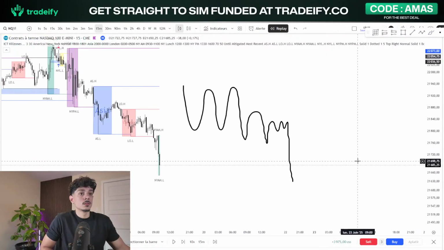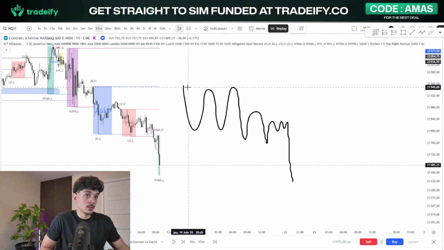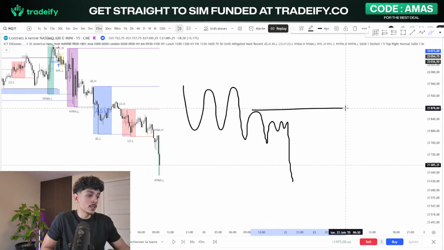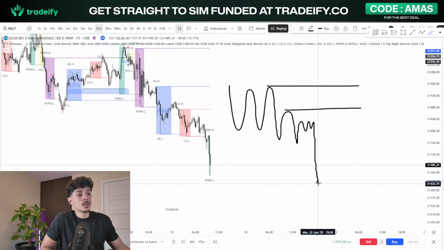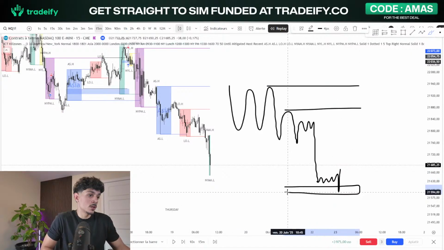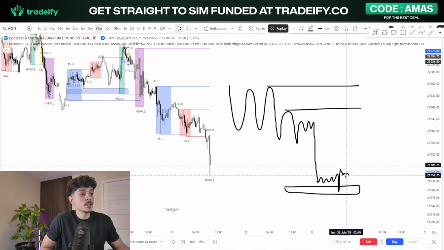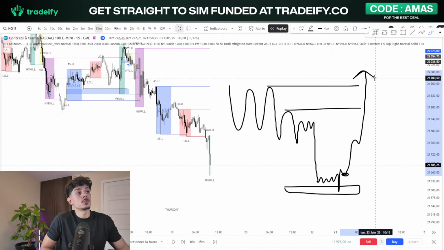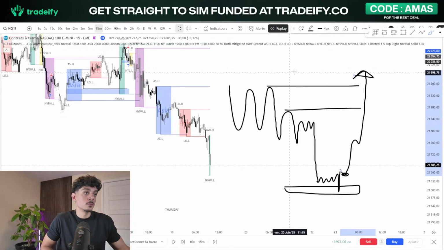Right here we're in a situation where London didn't sweep Asian's high, so we left a lot of buy side on London and a lot of buy side on Asian, which means that if we find the sellers here not being aggressive in pushing price down, this could be a good potential reversal, because you would have the liquidity of Asian and London untapped.